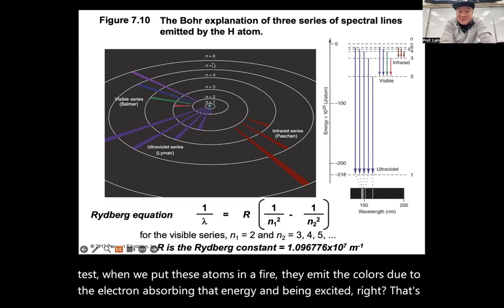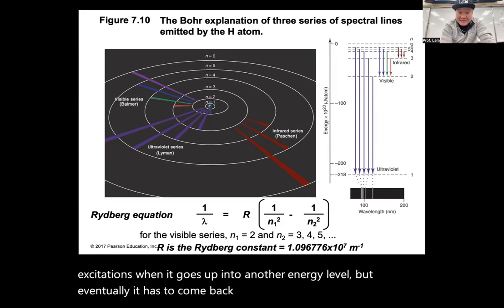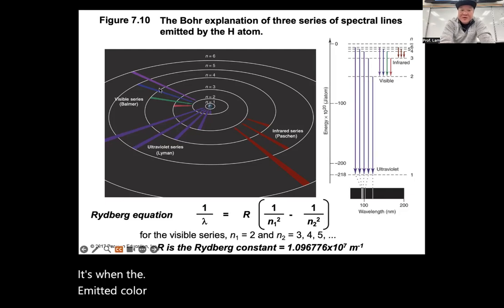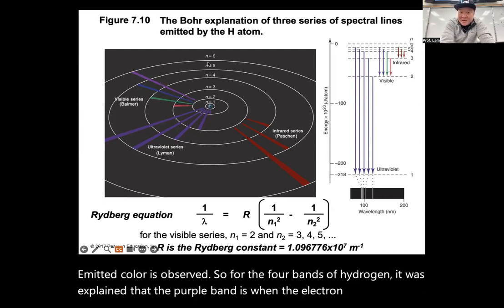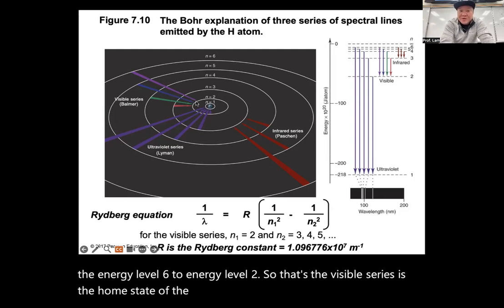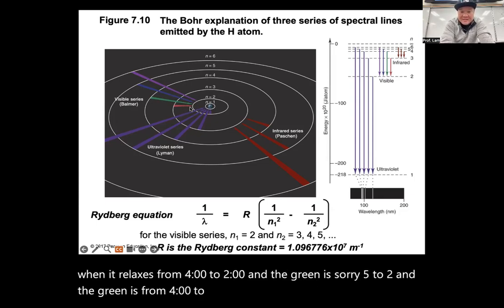That's excitation, when it goes up into another energy level, but eventually it has to come back down, and that's called relaxation. So when the electron relaxes and goes down the energy level is when the emitted color is observed. So for the four bands of hydrogen, it was explained that the purple band is when the electron relaxes from the energy level 6 to energy level 2. So that's the visible series, where the home state of the electron is 2. And then for the blue color, it's when it relaxes from 5 to 2, and the green is from 4 to 2, and the red is 3 to 2.